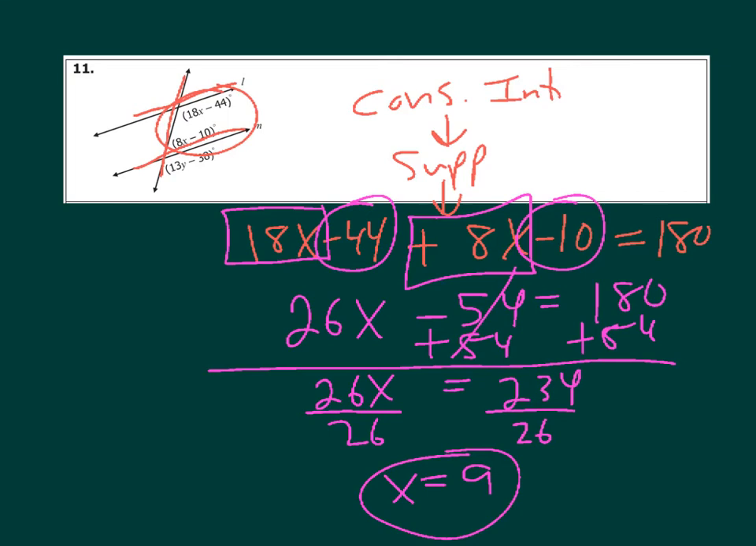Now we're going to take 9 and we're going to substitute it in for these x values. Let's do it for both the 18x minus 44 and the 8x minus 10. Take a moment, get this all into your notes. I'm going to clean this up and give myself some space.